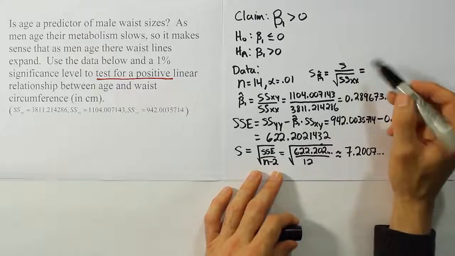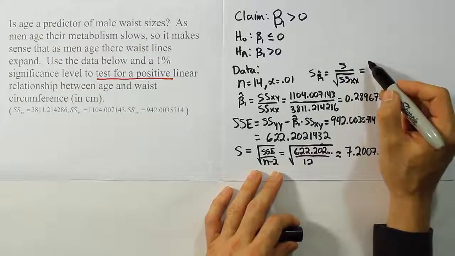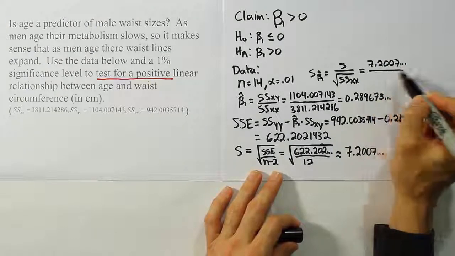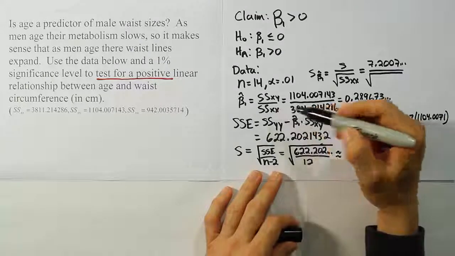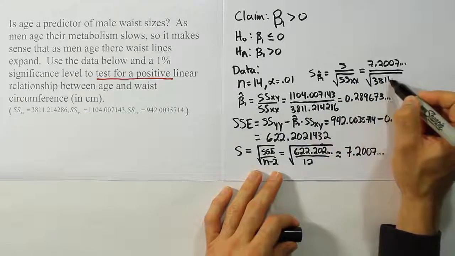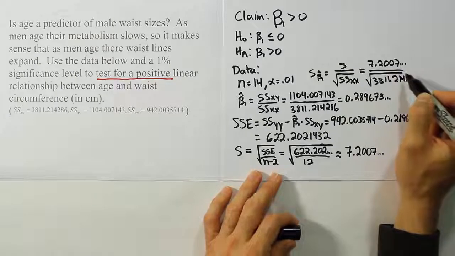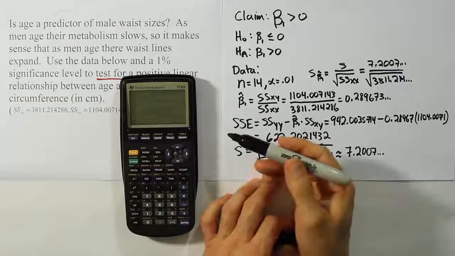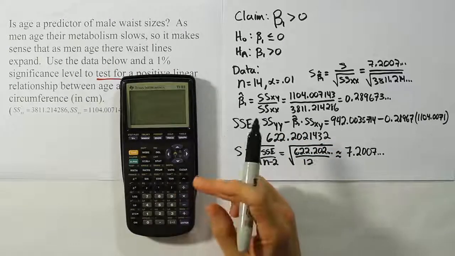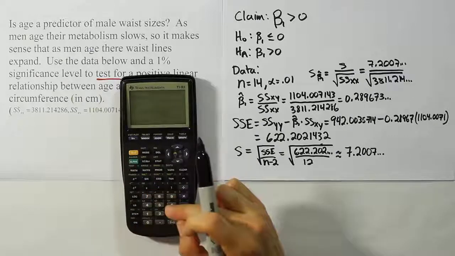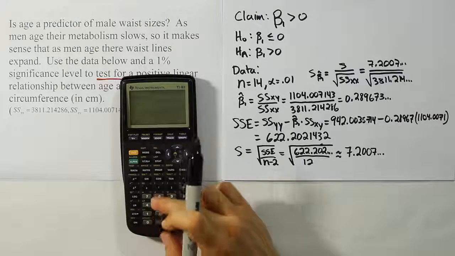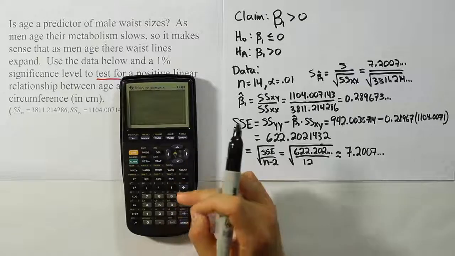Okay, so that S that we just calculated, which was 7.2007 dot dot dot, divided by the square root of the denominator here, which is 3811.214 dot dot dot, right? Let's do that calculation and see what we get. Okay, so I still have that number in my calculator. I'm just going to hit divide by the square root of, and the answer is going to be 3811.214286. So that's the value that I put in for SSXX.